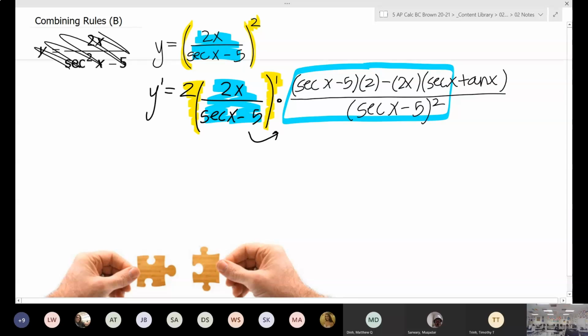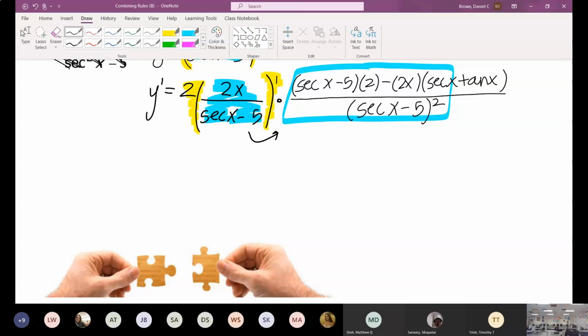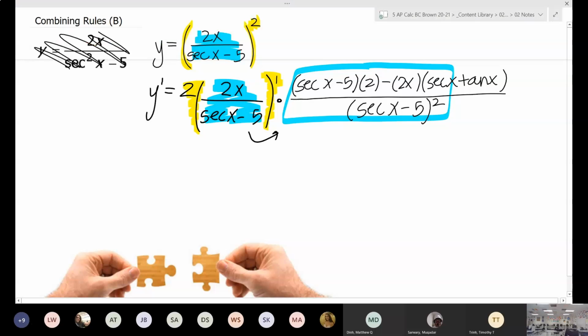So there is my answer. The chain rule and the quotient rule are involved. And when I'm looking at this, I can see that the squared is what's on the outside. So I had to take the derivative of the squared part first. So 2 came down in front. Inside remains exactly the same. New exponent is 1. And then I want to multiply that by the derivative of the inside.